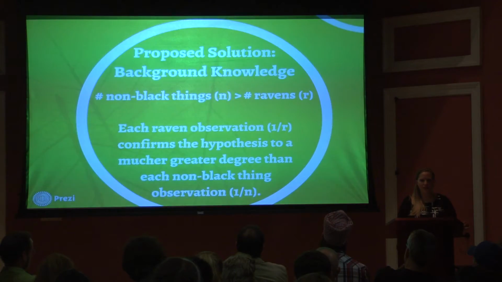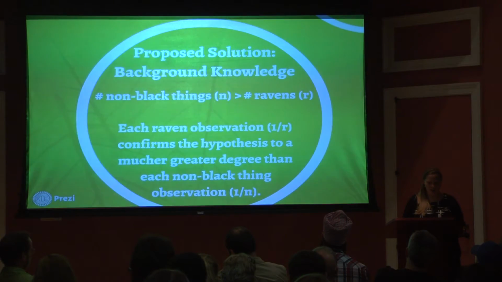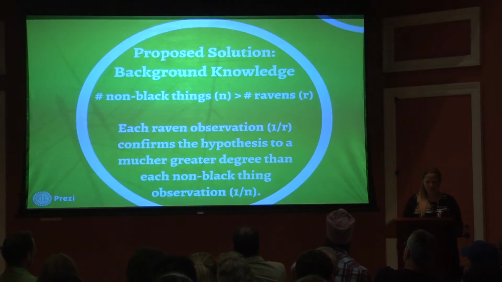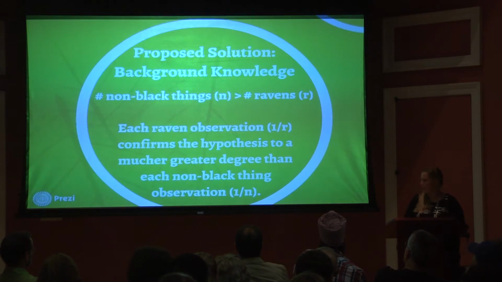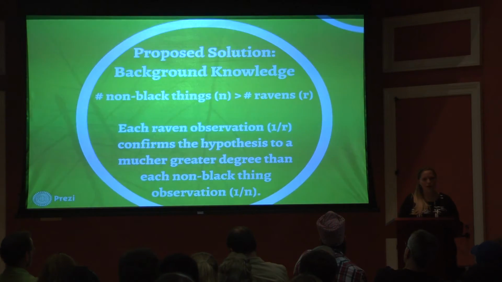But what we know is that one of these tasks is going to be much harder to accomplish than the other. It's going to take much more checking. So the sensible place to start is obviously with the ravens and not with the non-black things. If you think of it this way, each raven we check should be thought of as 1 over r of the total task of checking all the ravens, and each non-black thing is 1 over n of the total task. Obviously, we know that 1 over r will be a much greater confirmatory oomph than 1 over n, right? So each raven confirms the hypothesis to a much higher degree than each non-black non-raven.